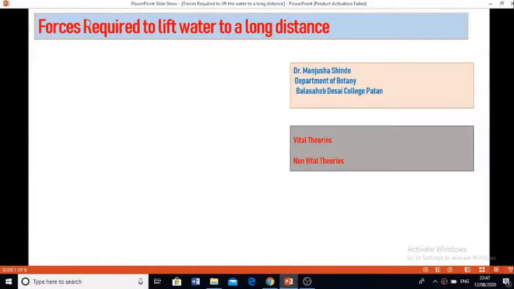Hello friends, today we see the next point in the topic plant water relationship, and that is forces required to lift water to a long distance.